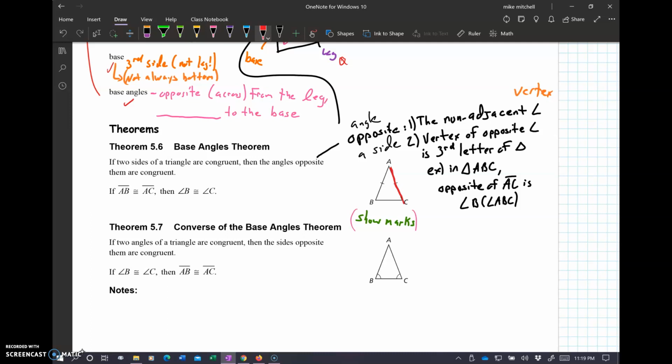So I've got side AC. Angle A is adjacent to that side. Angle C is adjacent to that side. That makes B the opposite angle. So that's going to be congruent. Again, that's where they're getting the idea of opposite. You're kind of going across from it over there. And that's got to be congruent.